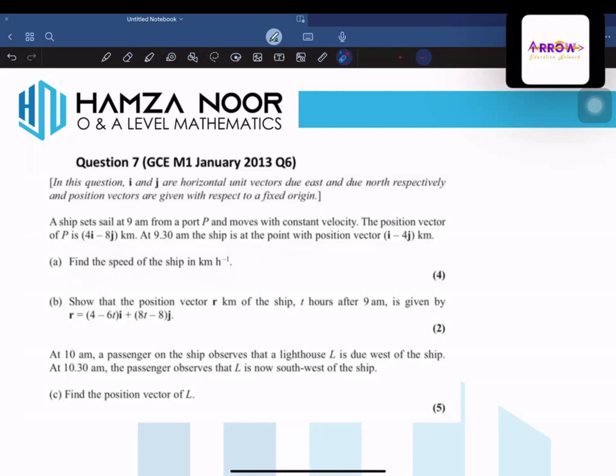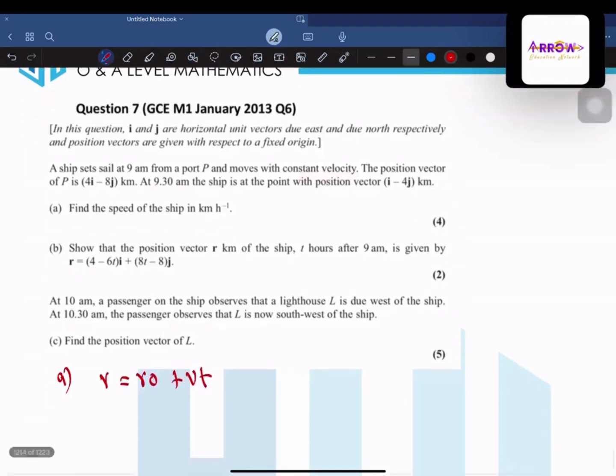Okay, so basically at 9 a.m. the journey is starting. Okay, and time is basically in hours. All right, so this means that at 9:30 a.m. t will be equal to half. So we need to first find the velocity of the ship in kilometers per hour, and then we will find the magnitude so that we get the required speed. So the ship is moving with constant velocity. Okay, so I'm going to say that r is equal to r naught plus vt.